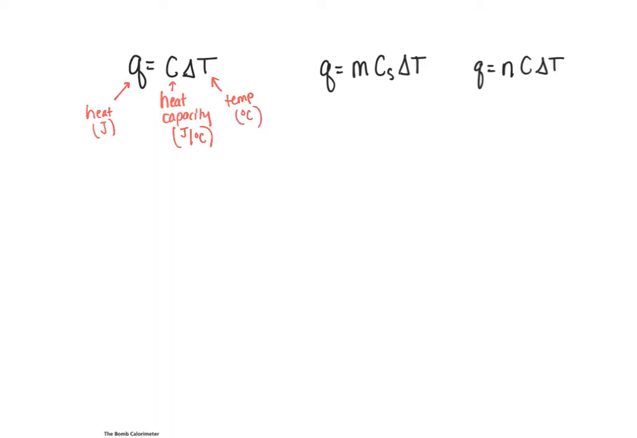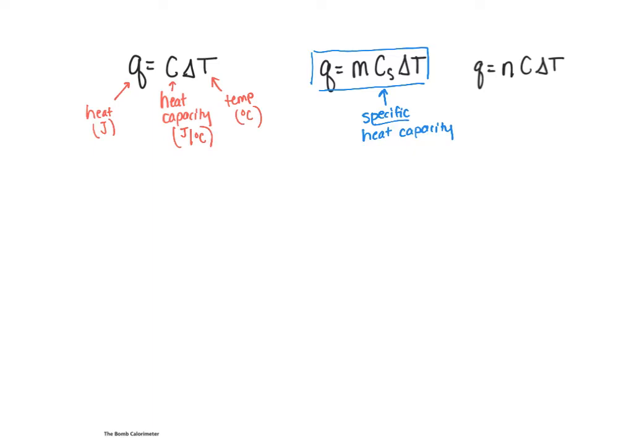So if that heat capacity, that C value, was given in joules divided by kelvins, then that means that our delta T would have to be in kelvins. So the equation we're probably going to be using the most in this class is this middle one here, Q equals m Cs delta T. And the difference is that our Cs is the specific heat capacity, and remember, the specific heat capacity is the amount of heat required to raise the temperature of 1 gram of that substance by 1 degree Celsius.